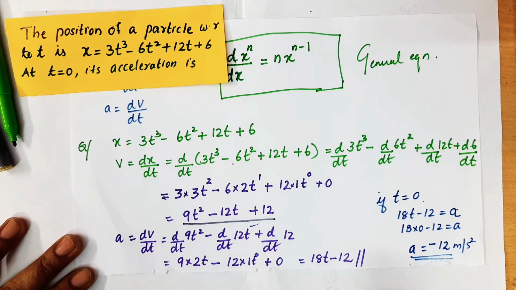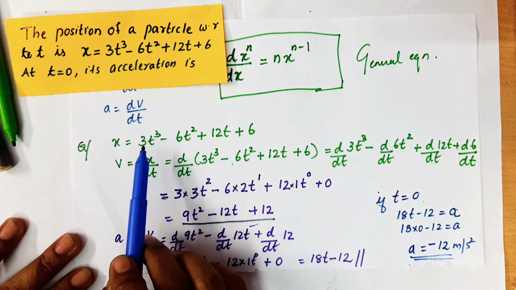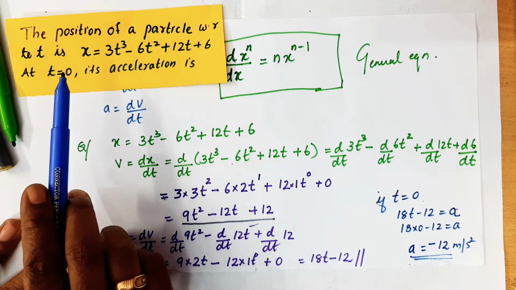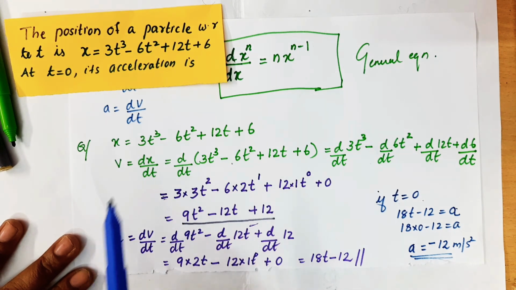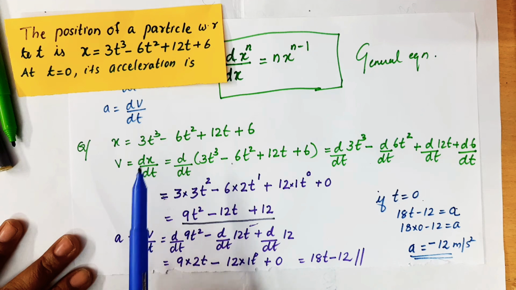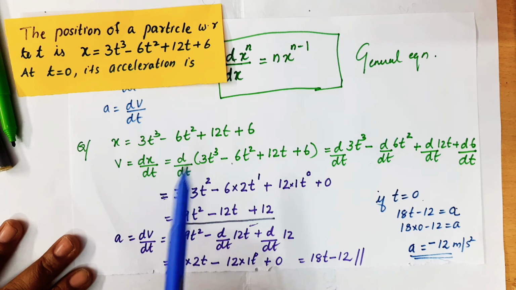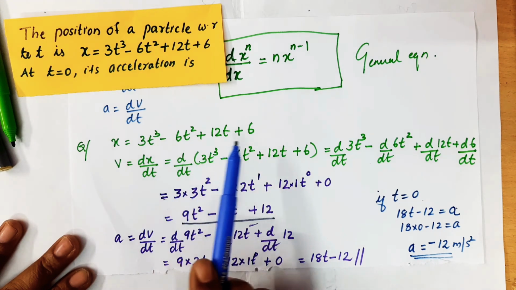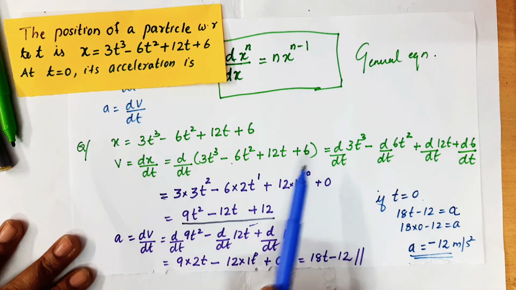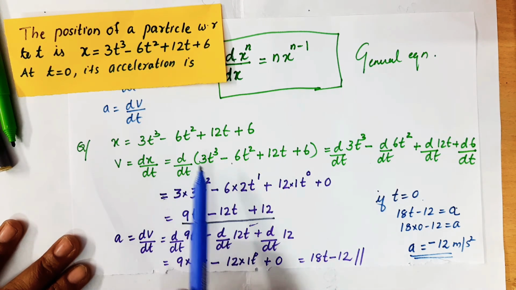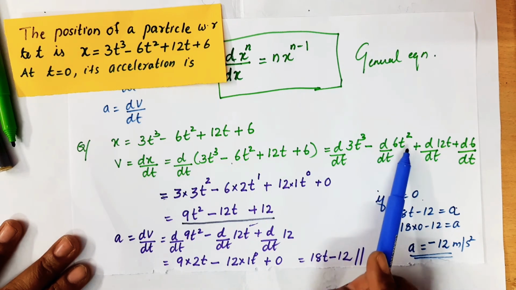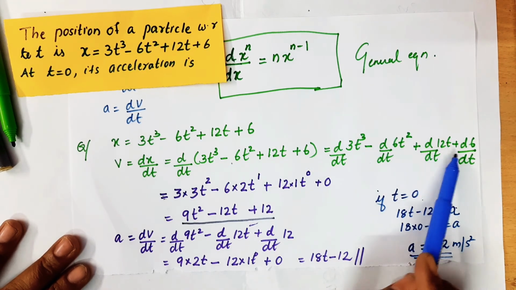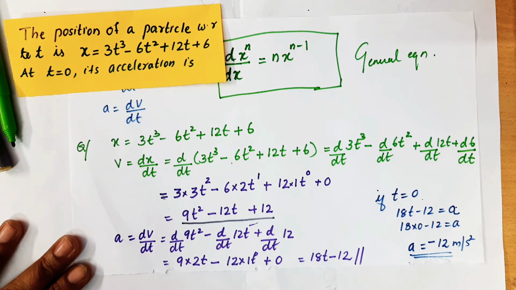Listen everyone. The question is this one: x equal to 3t cube minus 6t square plus 12t plus 6. If you need velocity, you write dx by dt. D by dt of the entire term I have written. Now, split each term: d by dt of 3t cube minus d by dt of 6t square plus d by dt of 12t plus d by dt of 6.